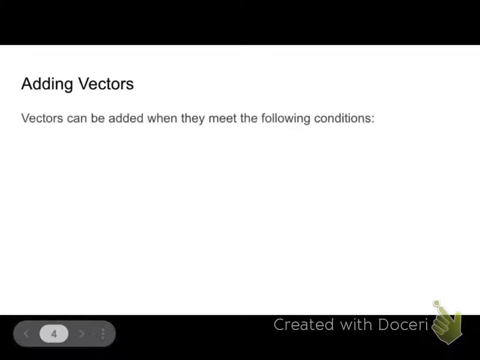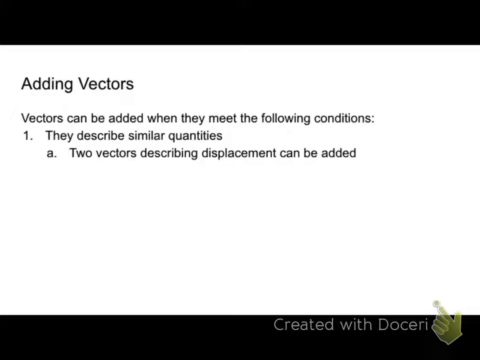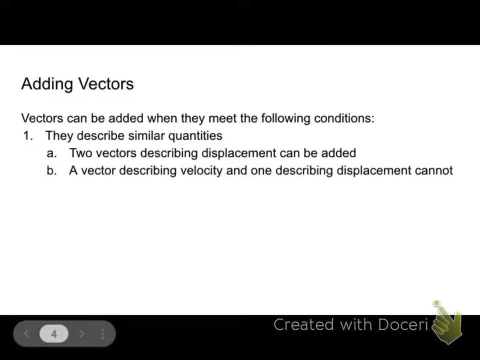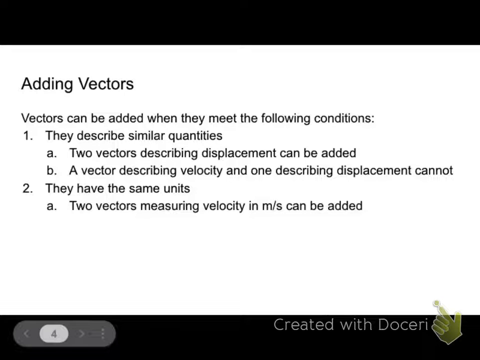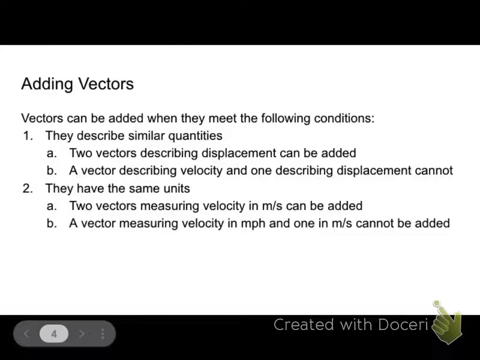When we add vectors, you can only add them if they meet the following conditions. One, they have to describe the same quantity. So if you have a vector for displacement and another vector for displacement, you can add those. If you have a vector for velocity and for displacement, those are not measuring the same quantity and you cannot combine them. And then they also obviously have to have the same units. So if both of them are in meters per second, you can combine them. Even if they're measuring the same quantity, if they're not in the same unit, you can't combine them. You would have to convert one of them in order to do that.